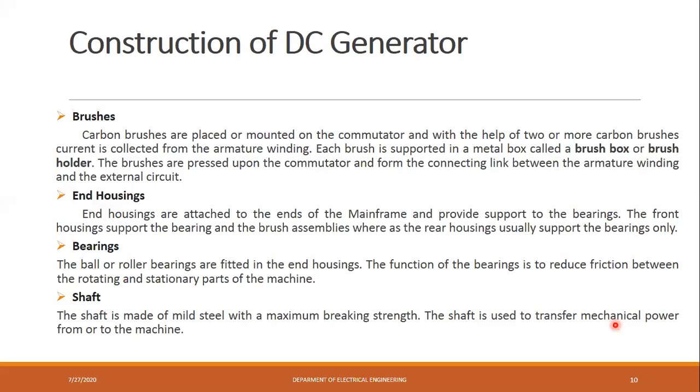Then again end housing, that is, end plates. This is used to provide support for the bearings. So these end housings are there. What are bearings for? Bearings are used to reduce friction, the friction between the rotating parts and the stationary parts, so to reduce that friction, bearings are used. Again, the shaft is made up of mild steel, which has maximum tensile strength as well as breaking strength, and the shaft is used to transfer the mechanical power into or from the motor.